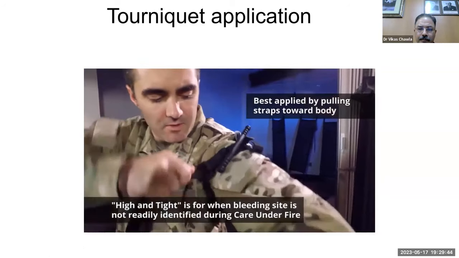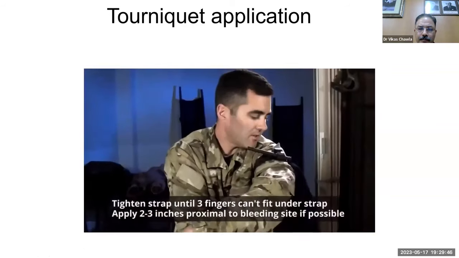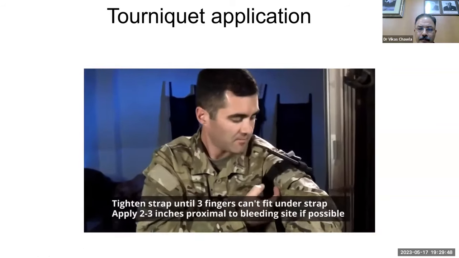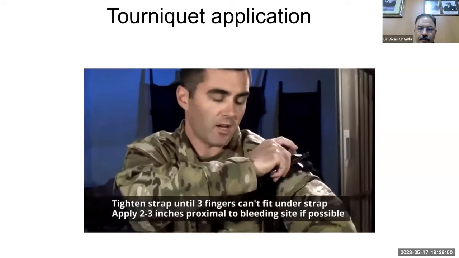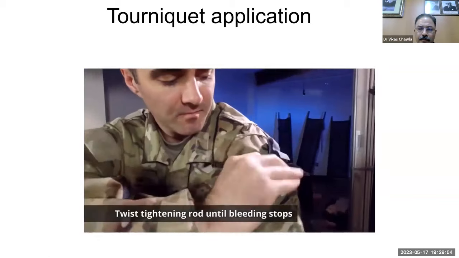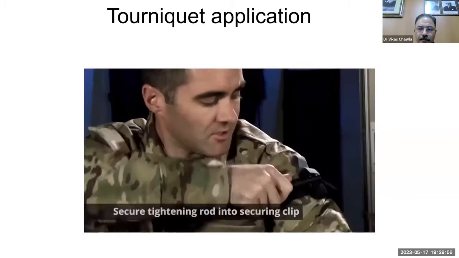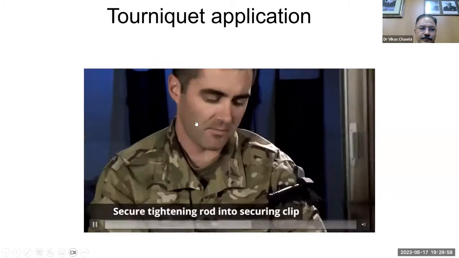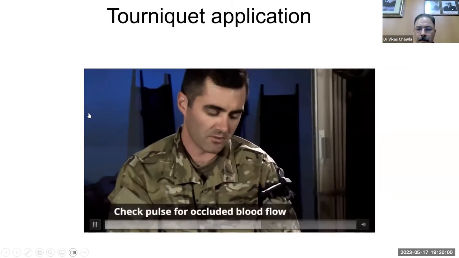Tighten using the tightening strap so three fingers can't fit underneath the strap easily. Take the tightening rod and tighten until bleeding stops. Secure the tightening rod in the securing clip. Check your pulse to make sure you've occluded the blood flow.